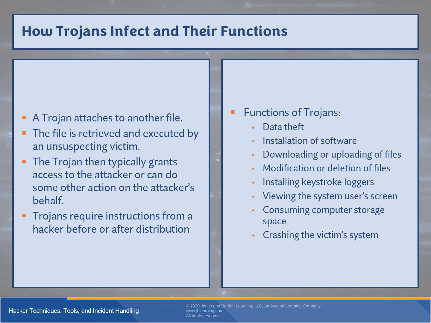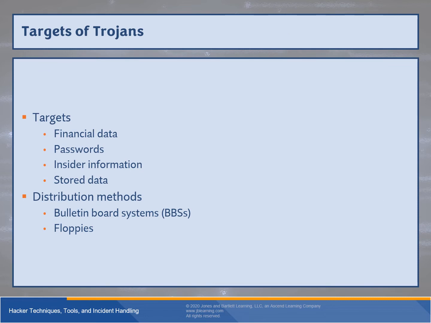Now, crashing the system is not necessarily going to be a standalone function. It may just be a result of the actions, but in some cases, like I said, there are damage-based Trojans that specifically will be like, just burn it to the ground. So targets, of course, are going to be anybody, but specifically it may be going after financial data, passwords, stored data. It might be going after insider information, again, in the corporate context, kind of like it would be with a worm.